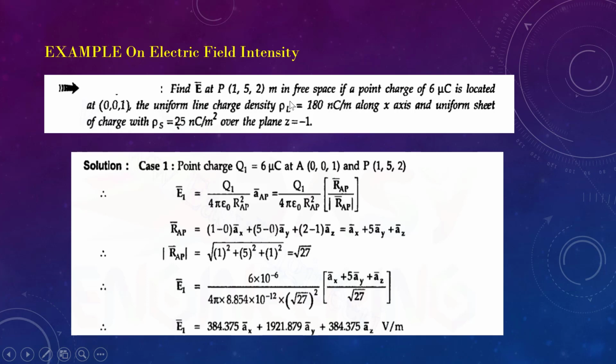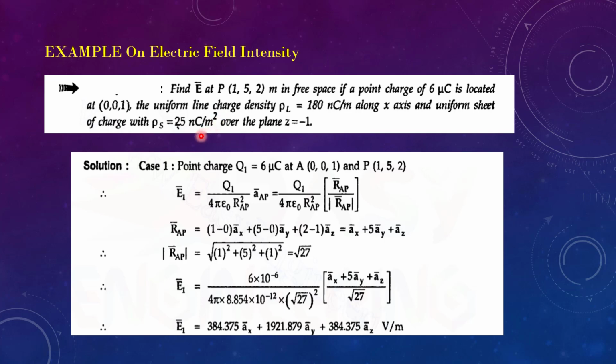A point charge is given, a line charge is given, and a surface charge is given. And we want the electric field intensity at point P (1, 5, 2) in free space because of all three kinds of charge distribution. So we'll divide this example into three cases. First, we'll consider the point charge and find the electric field intensity at point P due to that point charge. That point charge is situated at (0, 0, 1).